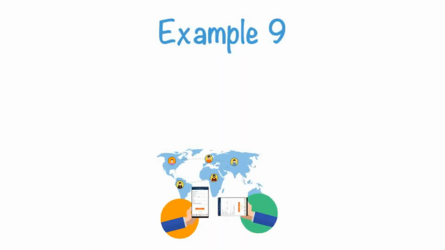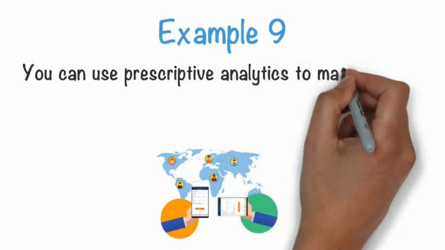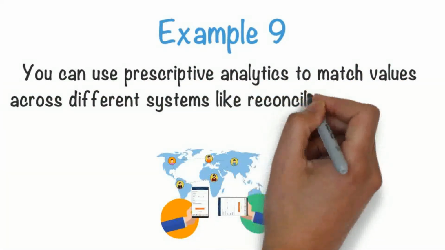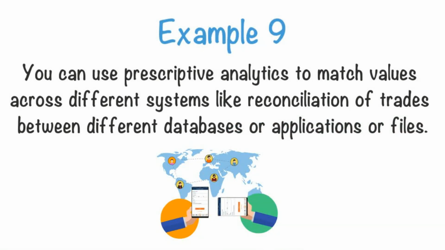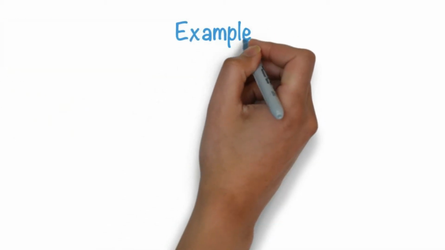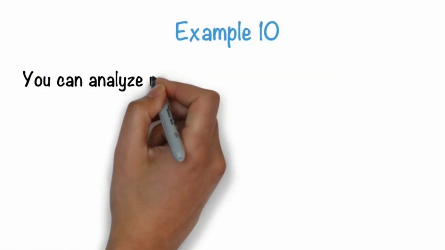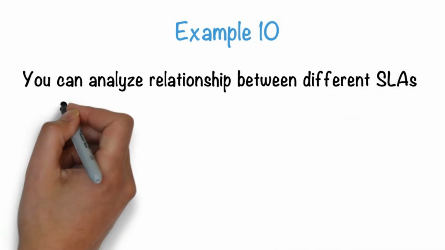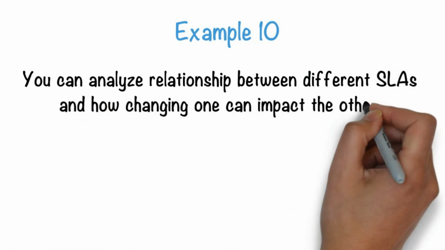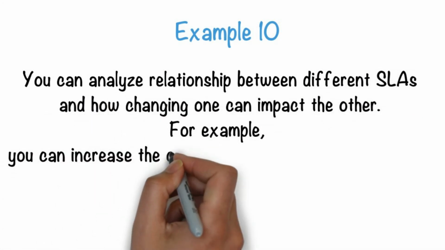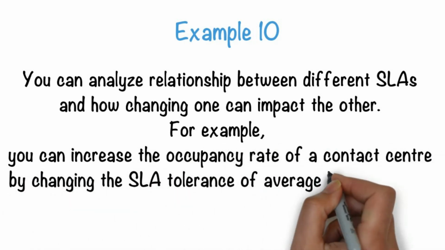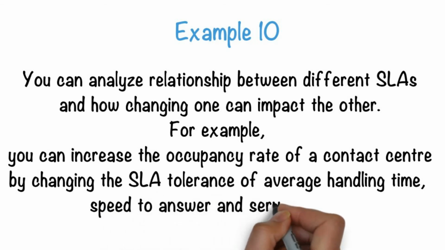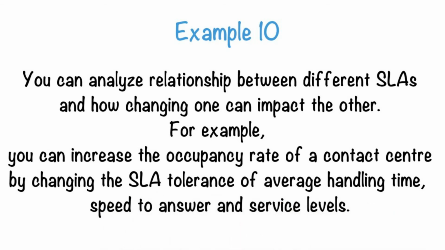Example 9. You can use prescriptive analytics to match values across different systems, like the reconciliation of trades between different databases or applications or files. Example 10. You can analyze the relationship between different SLAs and how changing one can impact the other. For example, you can increase the occupancy rate of a contact center by changing the SLA tolerance of average handling time, speed to answer and service levels.